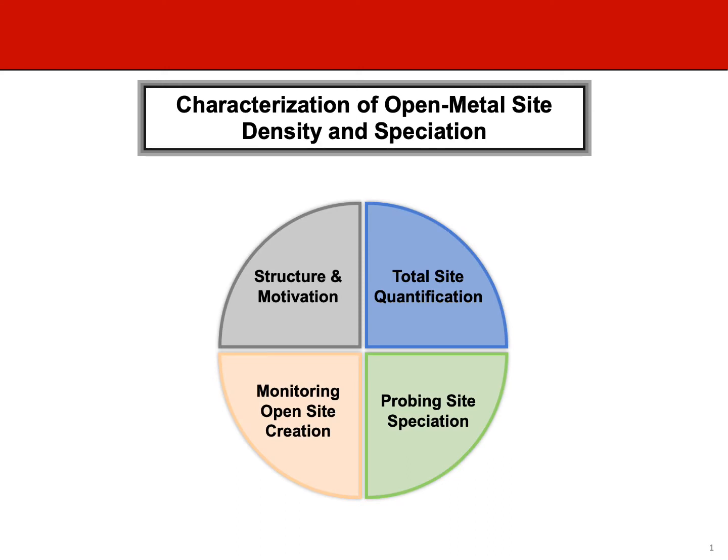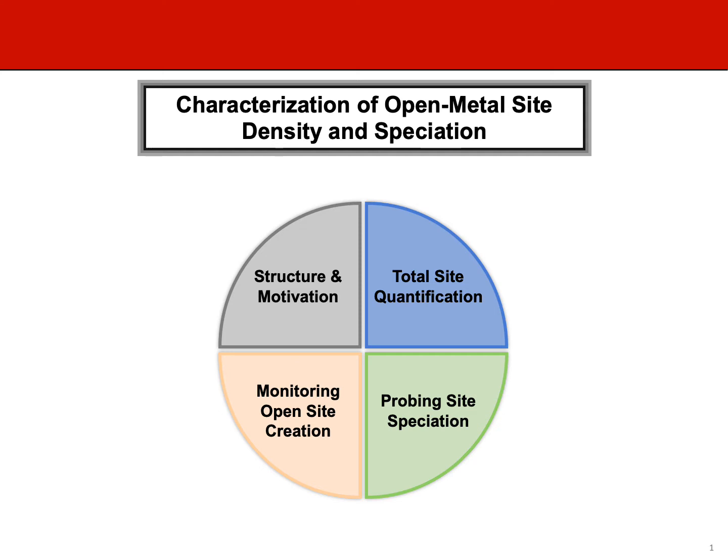First, I'm going to describe why we chose MIL 100 chromium as the material of choice and what our motivation is for developing a method for characterizing open metal density and speciation. Secondly, I'll go into the protocols and concepts that we used to quantify open metal sites. Then I'll discuss how we monitored open metal site creation and verified the validity of these techniques.